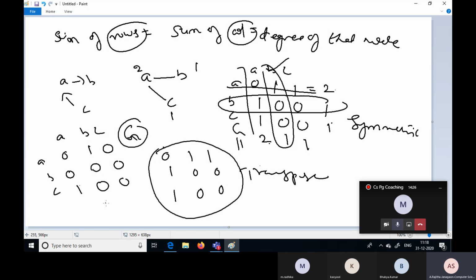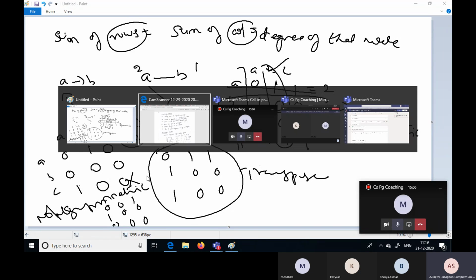Suppose you transpose this one: 0 0 1, and next this is row into column. Sorry, 0 1 0, and this is 0 0 0, and now 1 0 0. Rows are converted into columns. So this is not equal to this one. So this is not a symmetric matrix. Okay. So the adjacency matrix for an undirected graph is symmetric, and for a directed graph it is not symmetric.